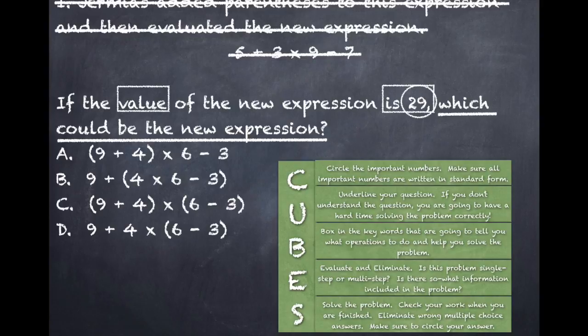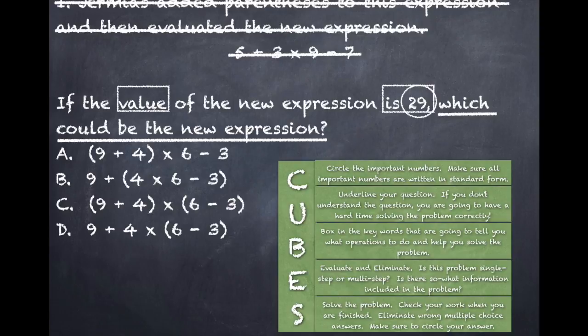B, box in the keywords that are going to tell us what operations to do and help us solve the problem. So we need to focus on the words value and is 29. If we know the value of the new expression is 29, we will be able to narrow down which answer choice would be correct. E, evaluate and eliminate.